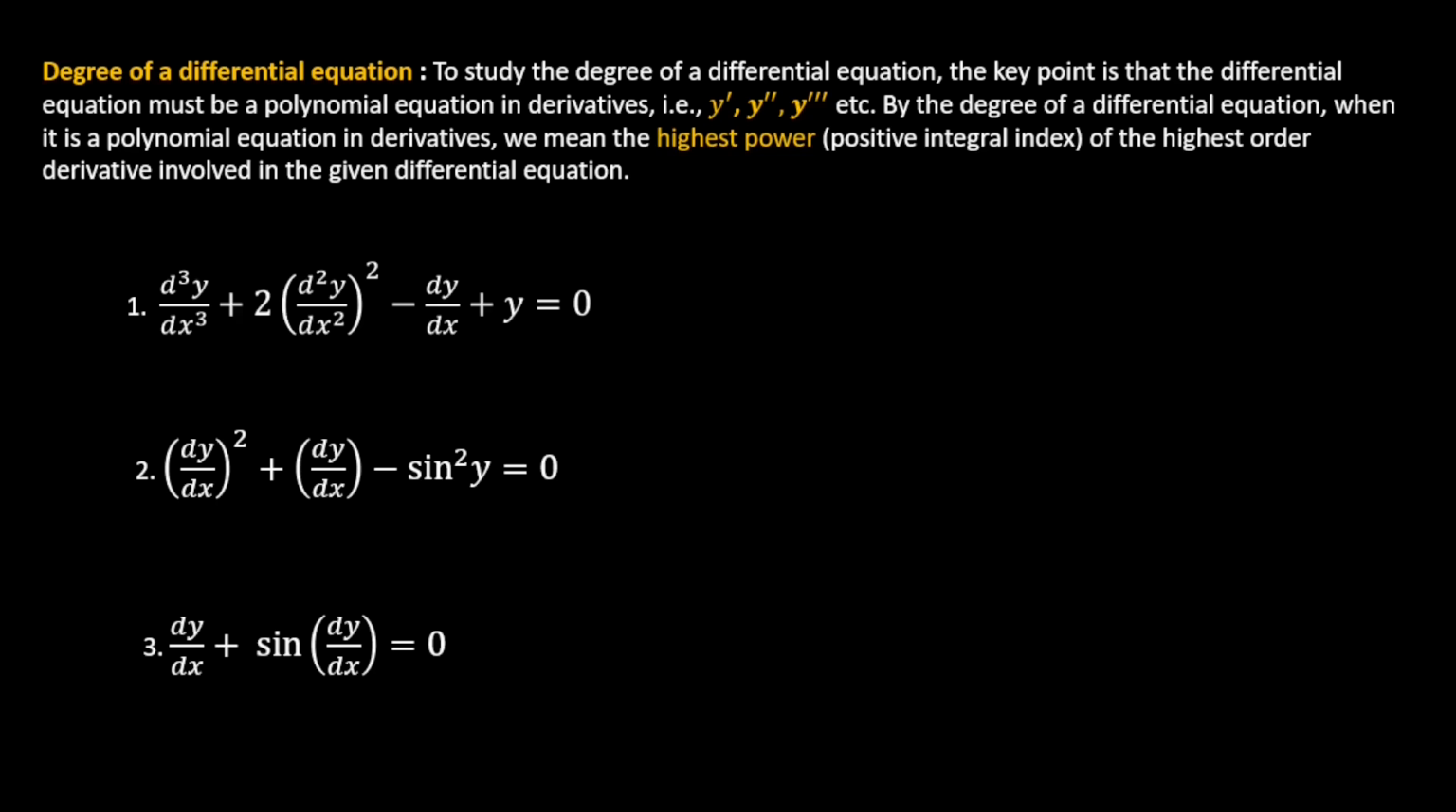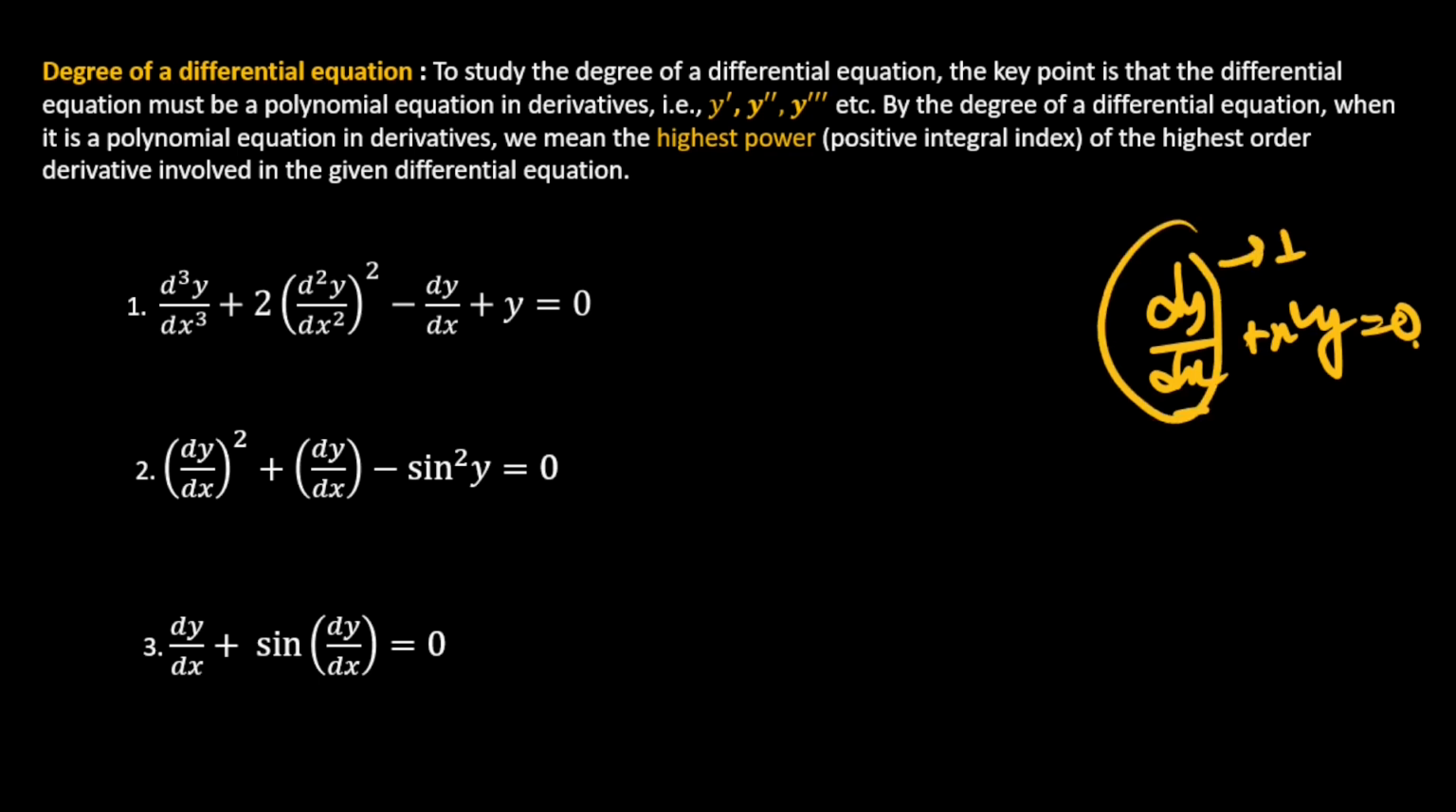The next concept is the degree of the differential equation. Suppose the differential equation is dy/dx plus x square y is equal to 0. We see that the order of the differential equation is 1. Next we find the degree of the differential equation. Many students confuse order and degree of a differential equation. If you understand the simple trick today, you will never make that mistake again.